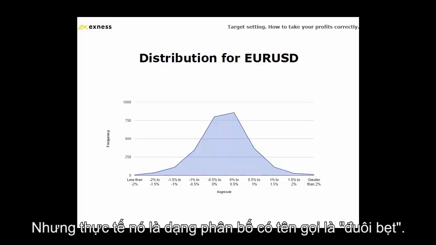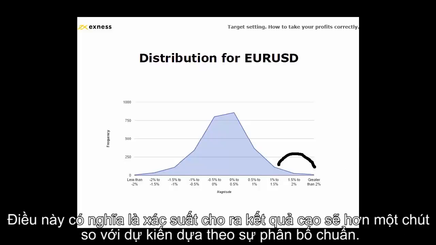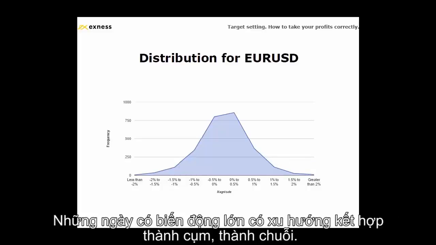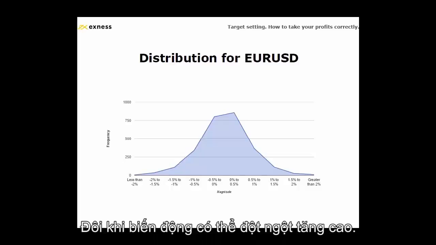But the real distribution of results has so-called fat tails. It means that the probability of extreme events is a bit higher than for the normal distribution. For the market it means that trending days tend to combine into clusters. They tend to combine into series. And sometimes volatility can be very high, unexpectedly high.